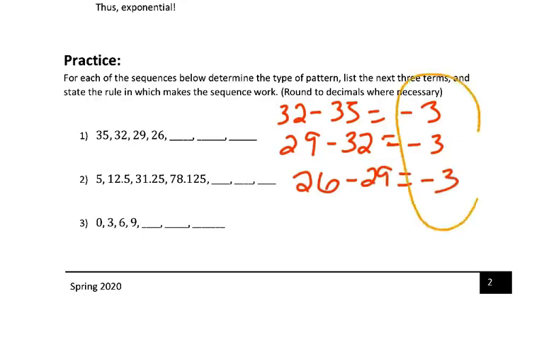So since we're always subtracting, getting -3, that means each time we're going to add a -3. So to do that, let's do 26 minus 3, and that's going to give us 23. And we're going to do 23 minus 3, and that's going to give us 20. Then we're going to do 20 minus 3, and that's going to give us 17.